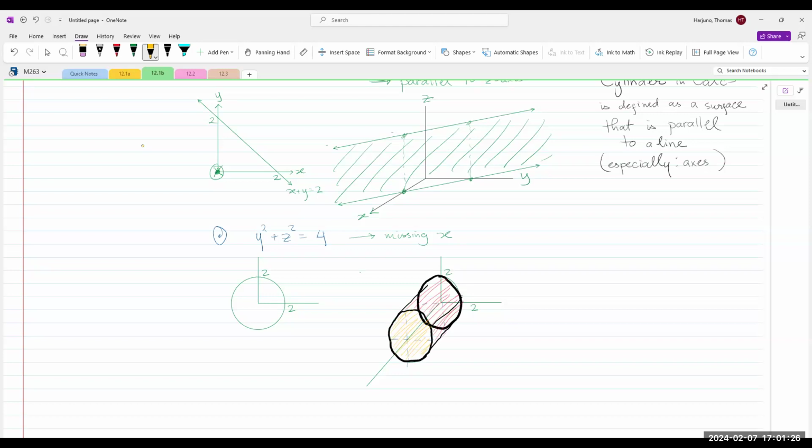Okay, but again, it doesn't stop here. It doesn't stop at this circle here. No, it actually extends further toward us and then extends further into the paper, into the surface of our drawing.